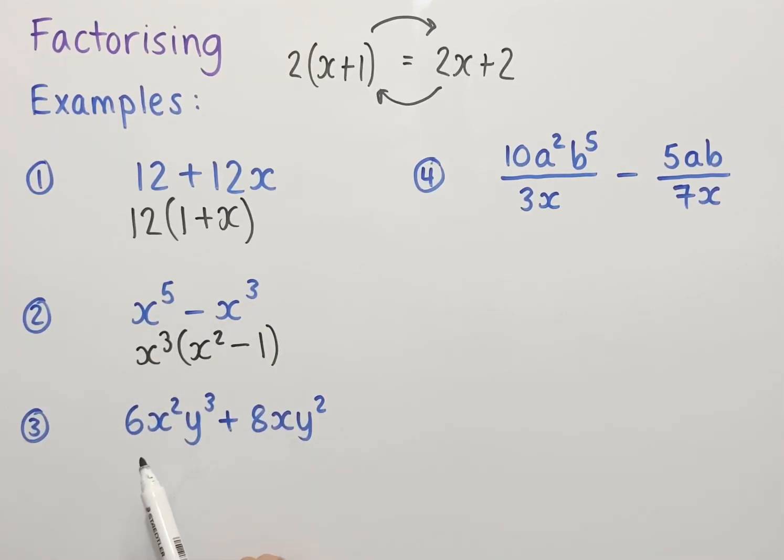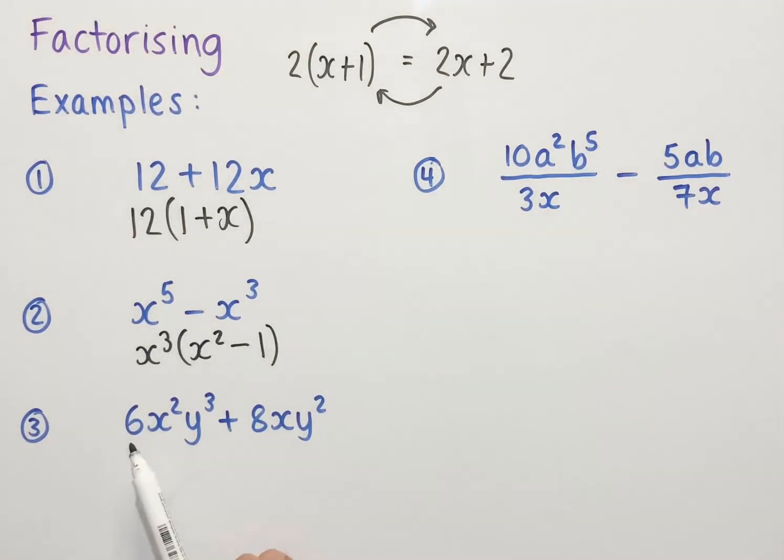Looking at the next example, we've got 6x squared y to the power of 3 plus 8xy squared. In this case, we've got a combination of numbers and different letters. So we should factorize by considering each of those one by one. So let's start with the numbers. In the first term, we've got 6. In the second term, we've got 8.